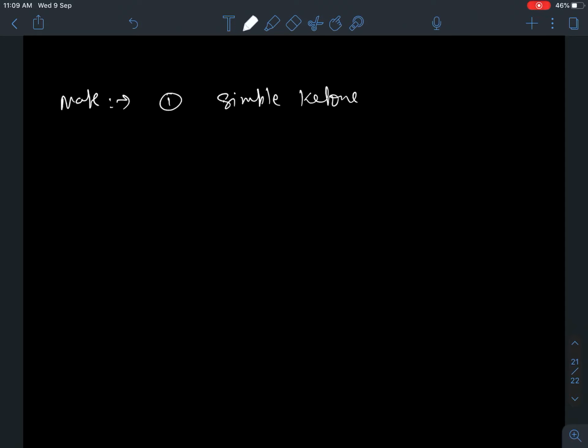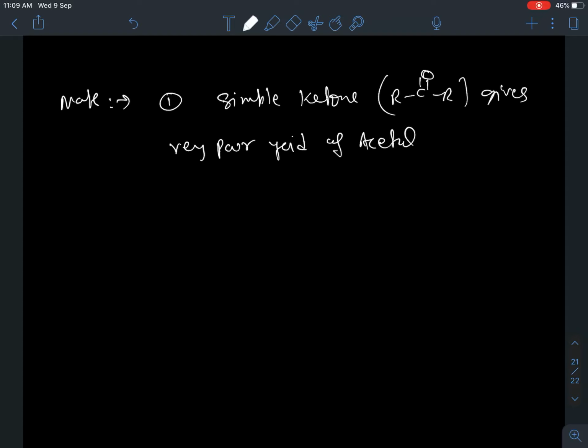Simple ketone, RC double bond OR, give a very poor yield. Very poor yield of acetal and hemiacetal.